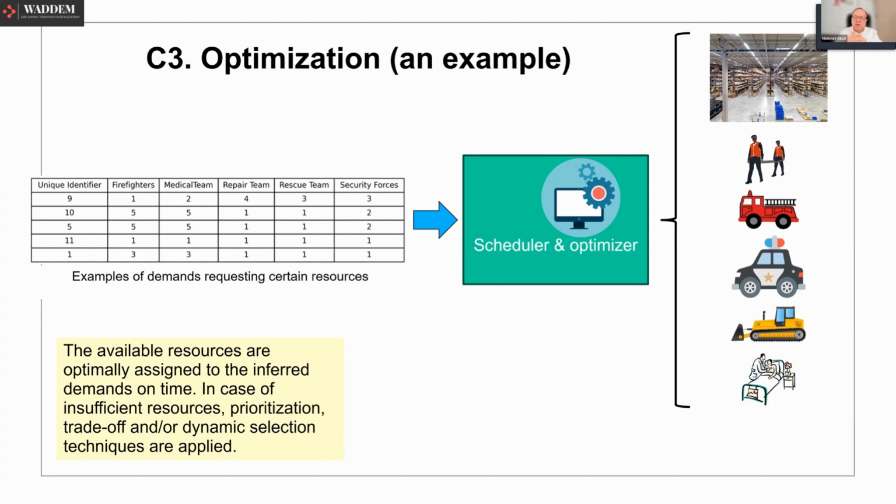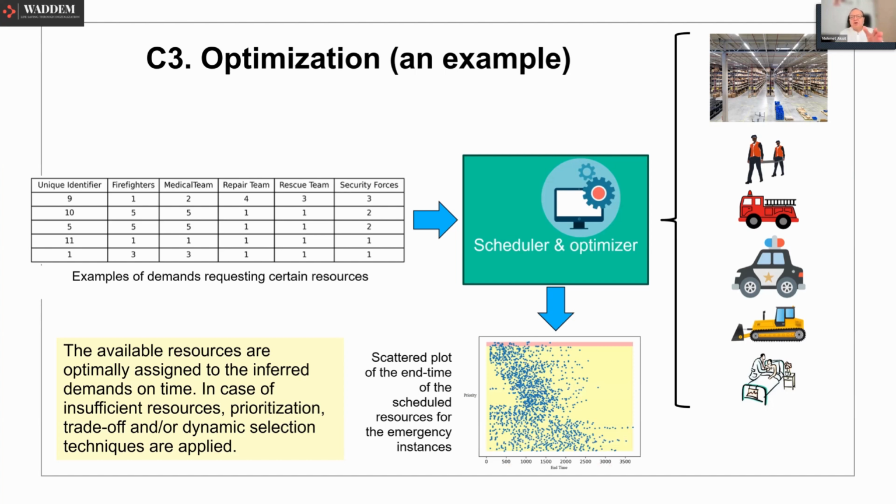But if you annotate certain information, you may also turn this into an optimization problem. For example, in case of prioritization or trade-off, it can turn into an optimization problem. And in the end, you try to compute and schedule the allocation of resources to the demands. Here is an example. This is a scatter plot of the end time of the scheduled resources for the emergency instances that are detected. As you can see, it can be a very complex process to do that. In general, in a large disaster case, human brains are not capable of doing these kinds of allocations in the best way. Therefore, we need digitization.